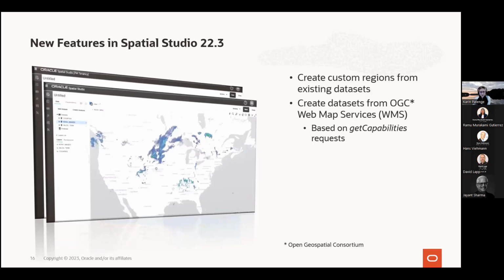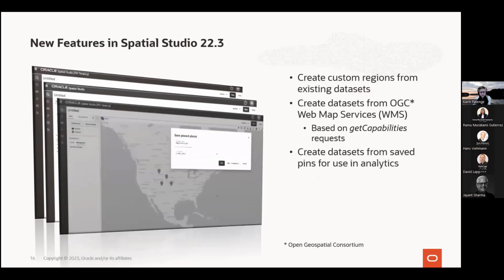Previously, Spatial Studio already supported web map services, but only as so-called base maps, so the underlying map you use to display the layers on top of this. This could already be a web map service, but now the layers themselves can be web map services as well.